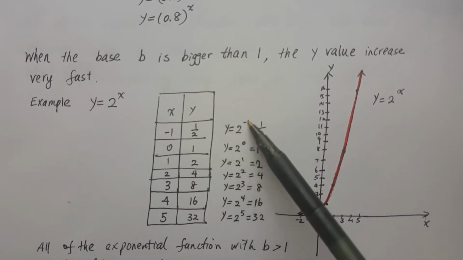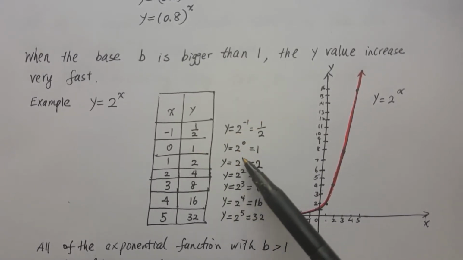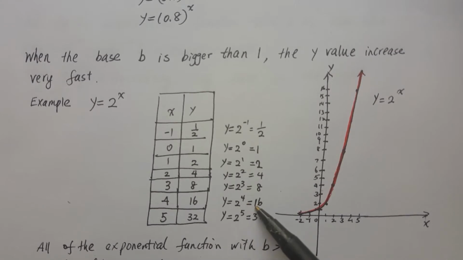So 2 to the -1 is a half. 2 to the 0 is 1. 2 to the 1 is 2. 2 to the 2 is 4. 2 to the third is 8. 2 to the 4 is 16. 2 to the 5th is 32.